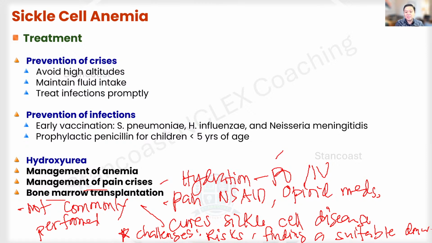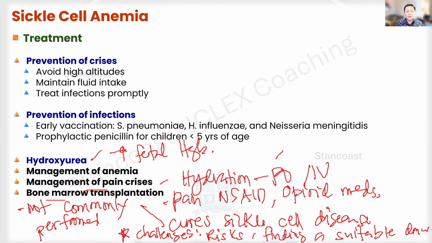Now again, let me summarize this slide right now. When we are treating the patient with sickle cell disease, our focus here is on the prevention of the crisis. Also, we're going to have to manage their manifestations, the signs and symptoms. We're going to have to prevent infections, and we're also going to administer the medication we call hydroxyurea, which is the disease-modifying drug, which can increase fetal hemoglobin and will prevent the occurrence of the vaso-occlusive crisis.